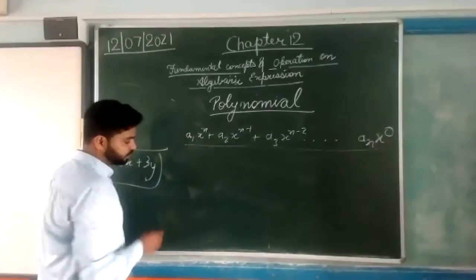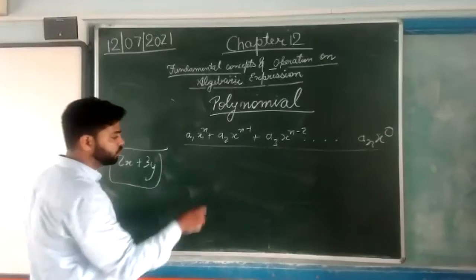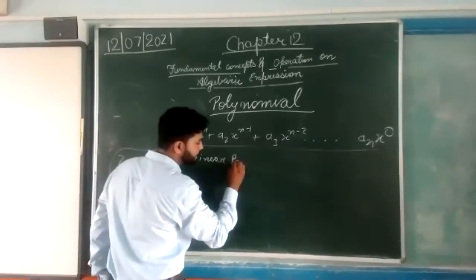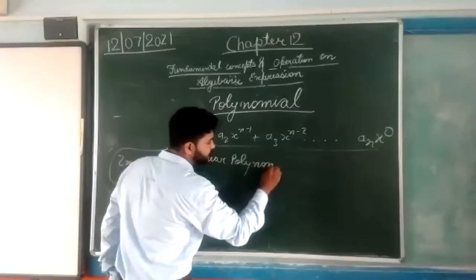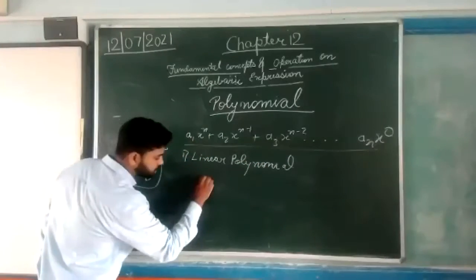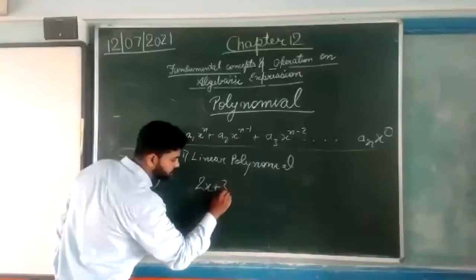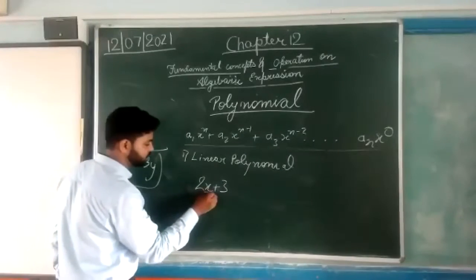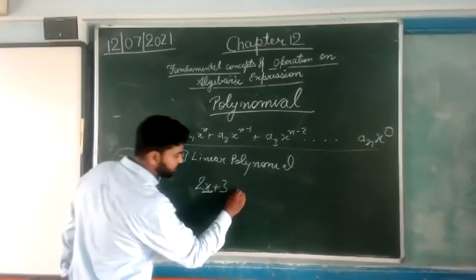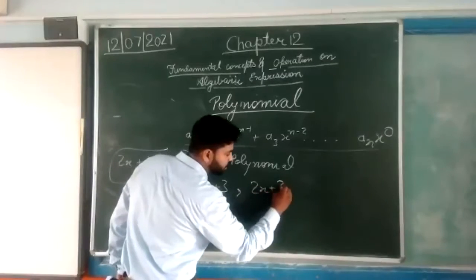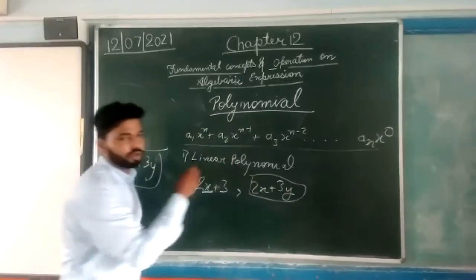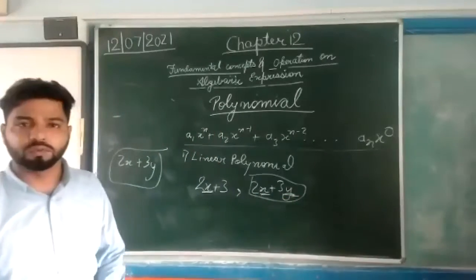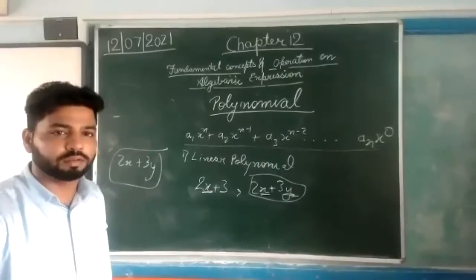So in this general expression, first is the linear polynomial. What is a linear polynomial? Suppose the example is 2x plus 3. This is a linear polynomial of one variable because it consists of only x. But if it is 2x plus 3y, this is called a linear polynomial of two variables because it consists of both x and y. If anyone still has a doubt, they can ask.